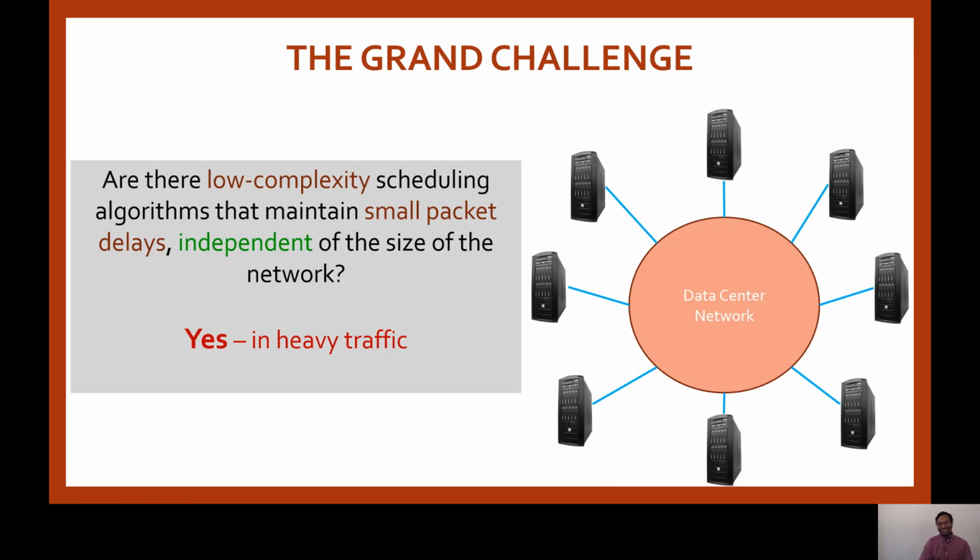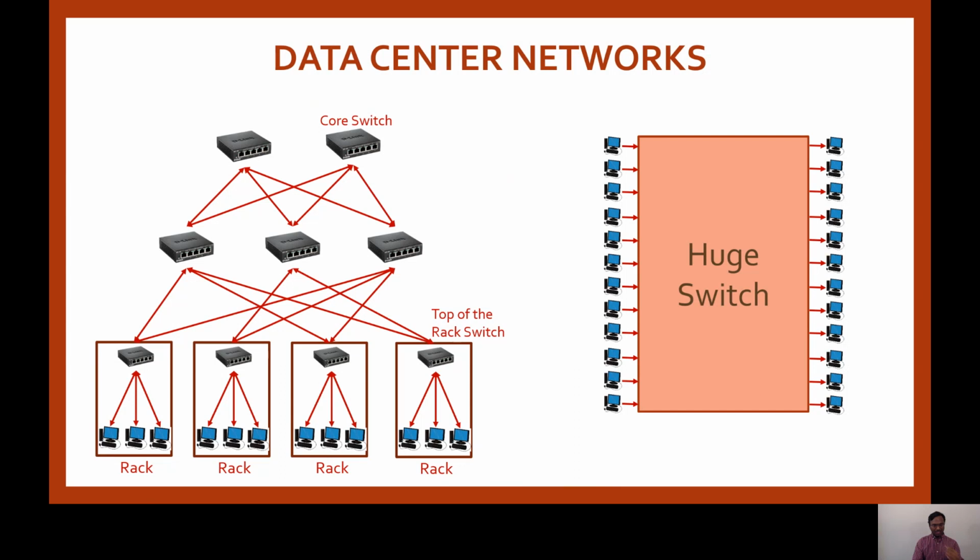So what is a data center network? Typically, when you look at a data center, the servers are arranged in racks, and each rack has a top of the rack switch that connects all the servers within that rack and also connects them to other servers in the data center. And these top of the rack switches are connected to a next tier of switches, which in turn are connected to the highest tier, which is the core switches. So essentially, we have a tiered architecture.